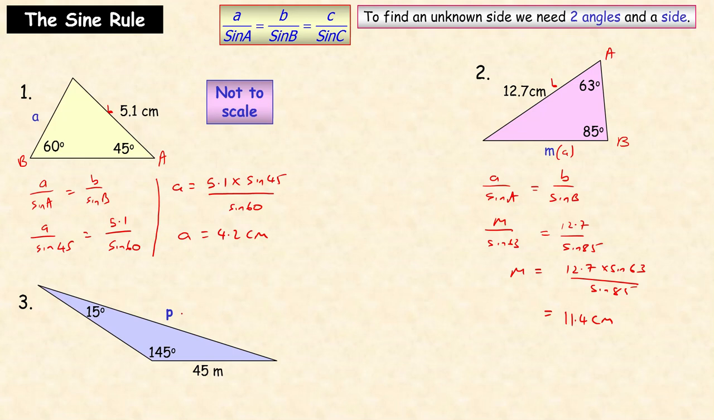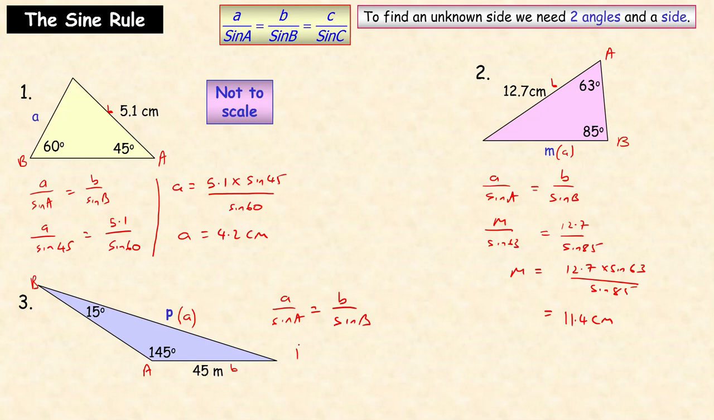Right, come back to labeling. Always about labeling. If we label it correctly, then we'll be fine. So I'm going to call p a because we're looking for a, and I know this angle here, which is B, and opposite it is lowercase b. So I use my formula. Always write the formula. a over sine A is equal to b over sine B.